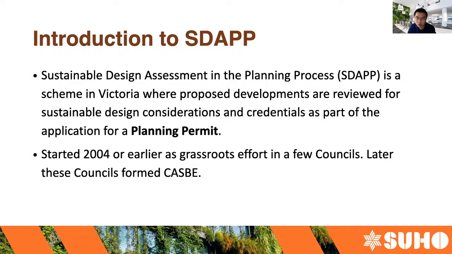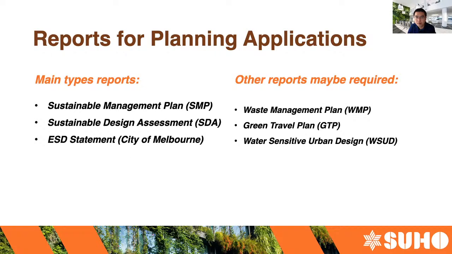It started in 2004 as a grassroots effort in just a few councils, and later the councils formed the CASBE Council. There are some reports we need to do for the planning application, and there are 3 main sustainable design reports: the SMP report, Sustainable Management Plan, and the Sustainable Design Assessment, which is SDA, and for the City of Melbourne, we need to do the ESD statement. Sometimes the council may require other reports, such as the Waste Management Plan, Green Travel Plan, and the Water Sensitive Urban Design Report.